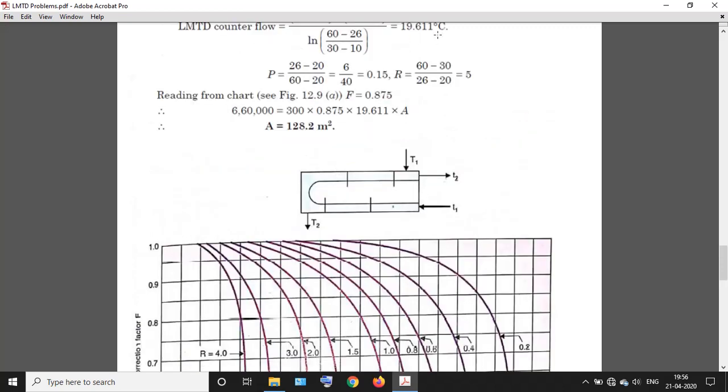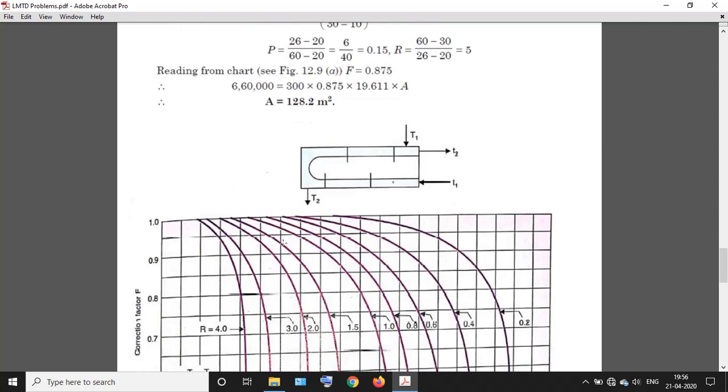In this particular problem they took it as 0.875, but this approximation is up to you because it is taken from the chart. If you take a higher value for correction factor, your area will become higher, or you will have a larger value of heat transfer area, but substitute that and you will get the area of the heat exchanger.